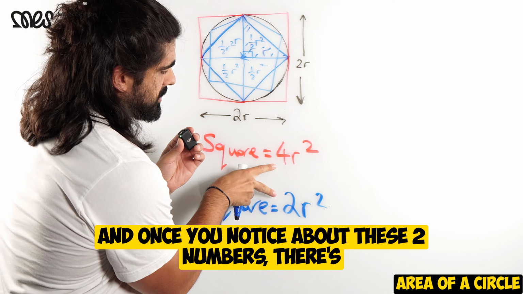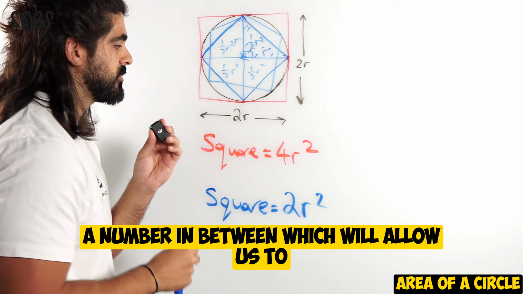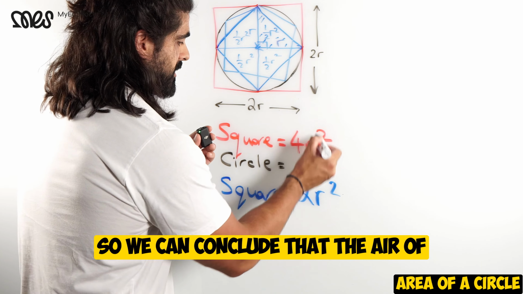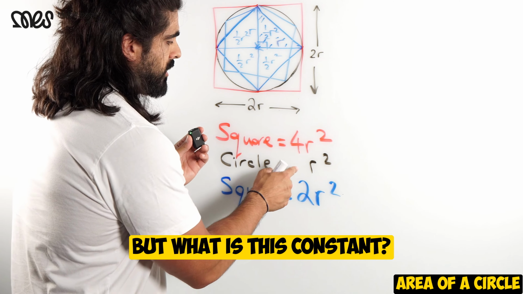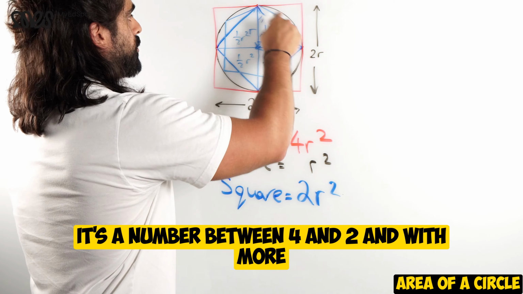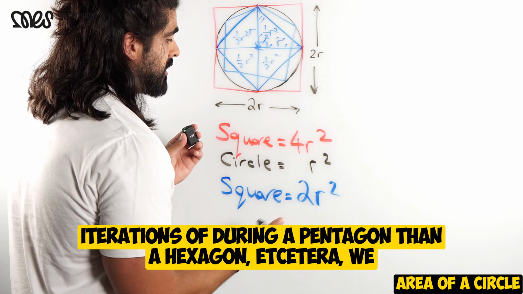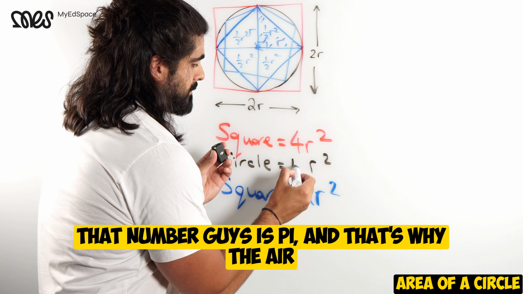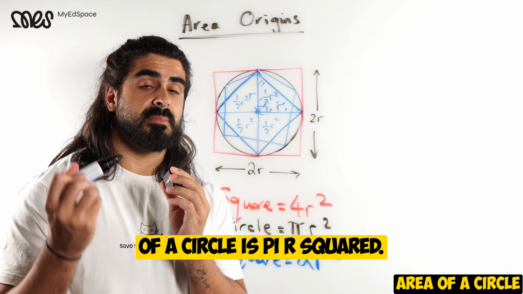And what do you notice about these two numbers? There's a number in between which will allow us to work out the area of a circle. So we can conclude that the area of the circle is going to be some constant times r squared. But what is this constant? It's a number between 4 and 2. And with more iterations of drawing a pentagon, then a hexagon, etc., we find a number that is between 4 and 2. And that number, guys, is pi. And that's why the area of a circle is pi r squared.